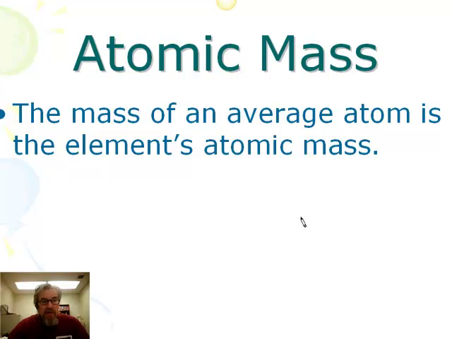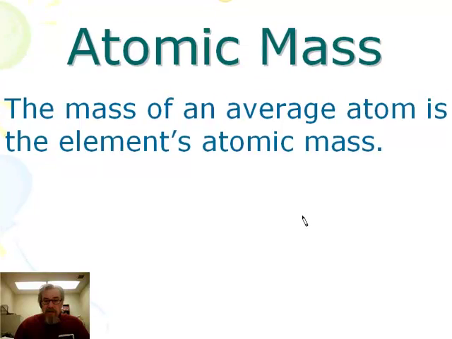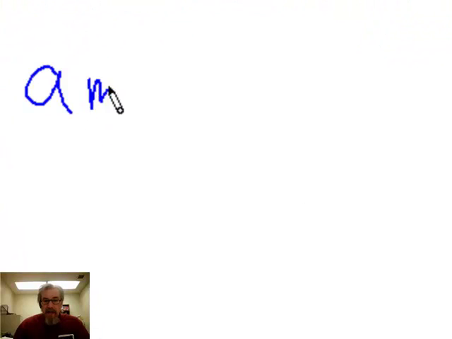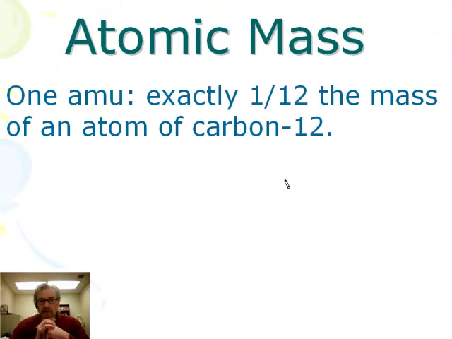Now, if we were measuring in kilograms, or even a smaller unit like grams or milligrams or even micrograms, we would have numbers that are so small that it would be ridiculous to work with. So there's a special unit that's been developed just for talking about the masses of atoms, and it is called the atomic mass unit, or for short, AMU, or sometimes just U. Here's how it's defined. One atomic mass unit is exactly 1/12 of the mass of an atom of carbon-12.